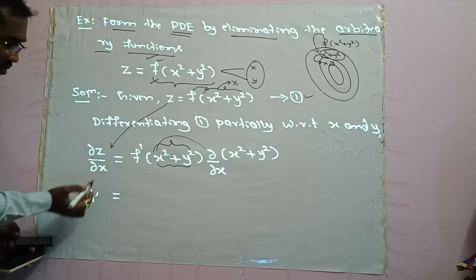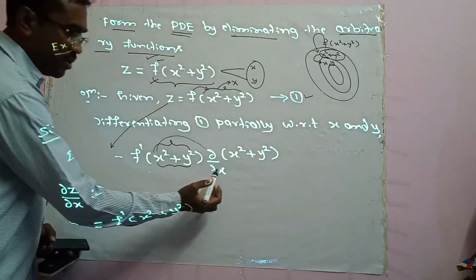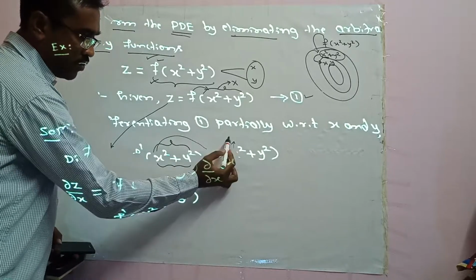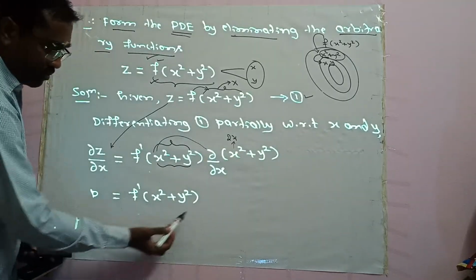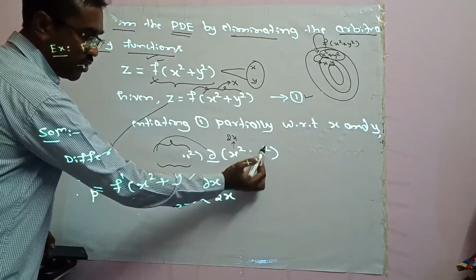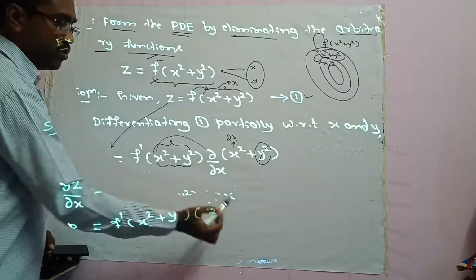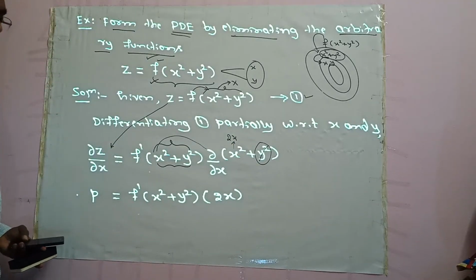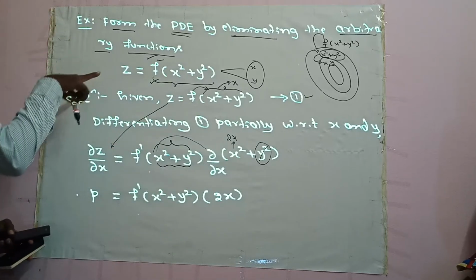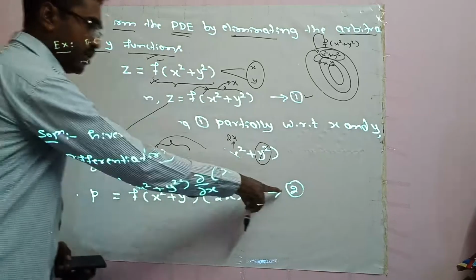Therefore dou z by dou x, that is taken as p, is equal to f dash of x square plus y square times dou by dou x of x square plus y square. The differentiation of x square with respect to x will be 2x, plus differentiation of y square with respect to x partially, which is 0. So this is the differentiation of equation 1 partially with respect to x. Call it equation number 2.